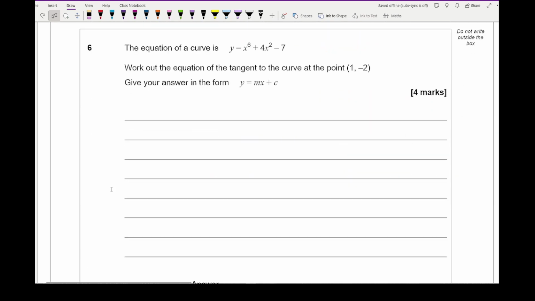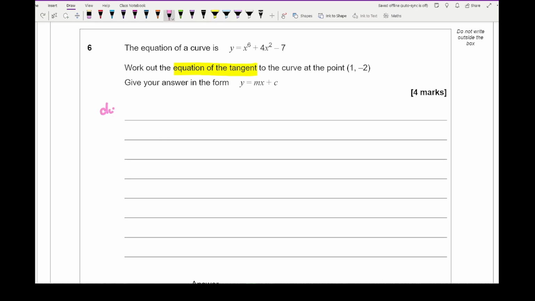Now moving on to question 6, it says the equation of the curve is y equals x to the power 6 plus 4x squared minus 7. Work out the equation of the tangent to the curve at the point (1, -2). Give your answer in the form y equals mx plus c. So for this, the first thing we need to do is, the equation of a tangent is basically using differentiation.